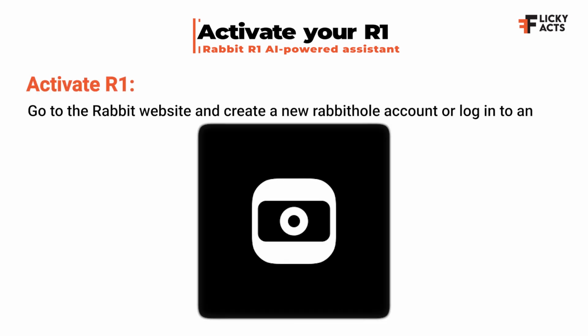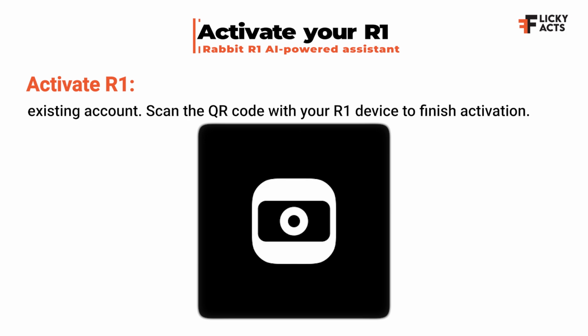Go to the Rabbit website and create a new Rabbithole account or log in to an existing account. Scan the QR code with your R1 device to finish activation.